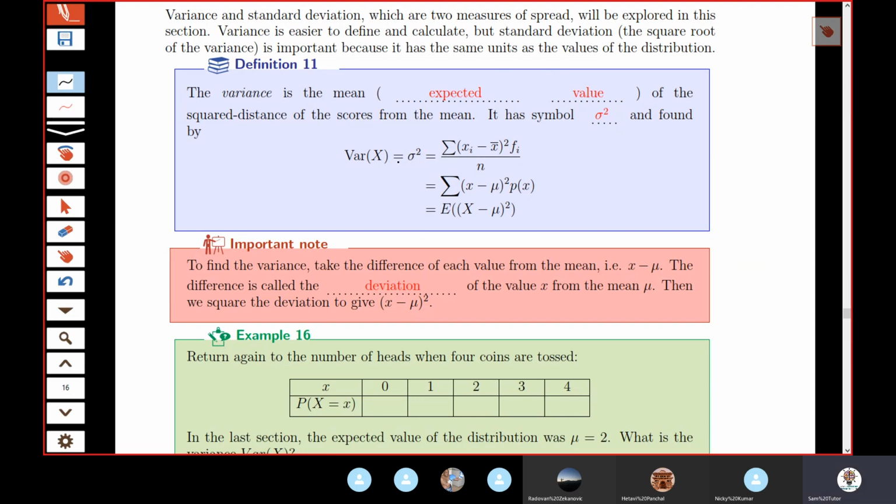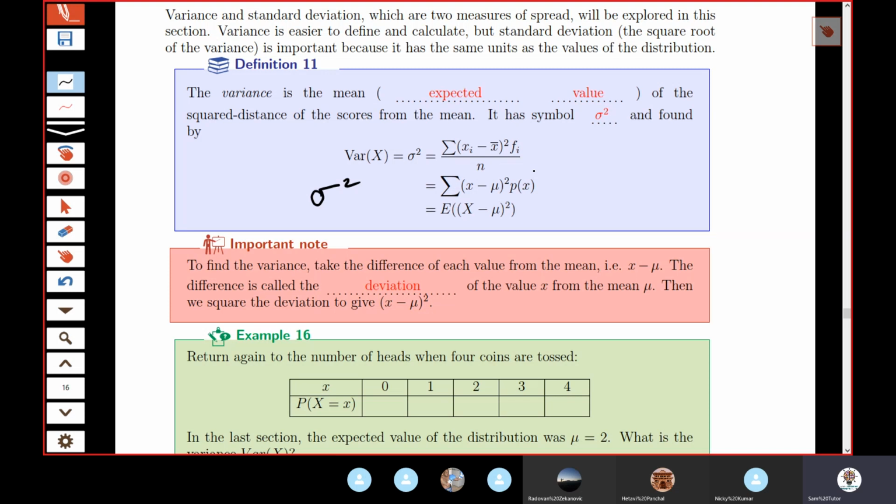Okay. So there are two ways of finding variance. Variance is represented firstly by Var(X) and then sigma squared. It is the sum of your x's minus your mean, (x minus mu) squared, multiplied by the probability. So (x minus mean) squared times probability.